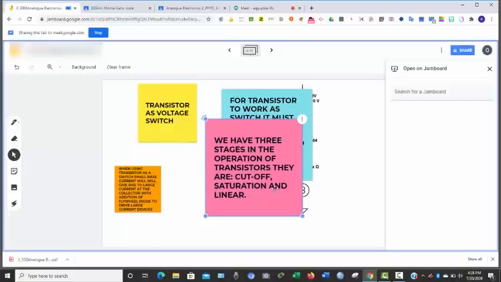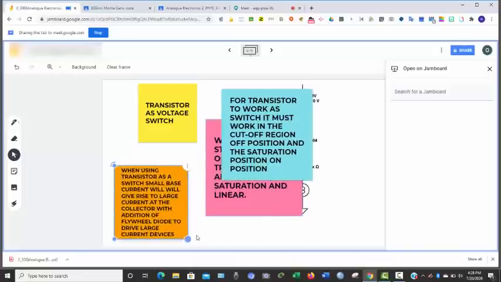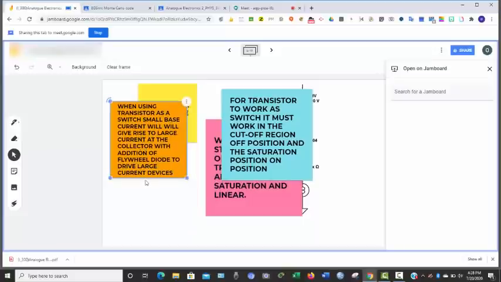We have 3 stages in the operation of a transistor. They are cutoff, saturation, and linear. So 3 stages when you have the IV characteristics of a transistor. The first one is the cutoff region. After the cutoff region, we have the saturation region. After the saturation region, then we have the linear region.